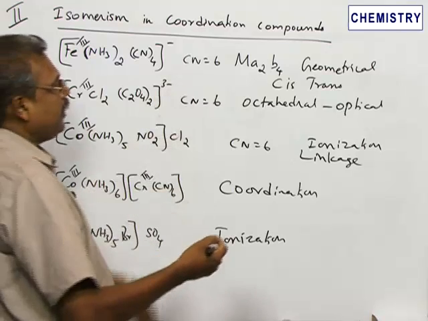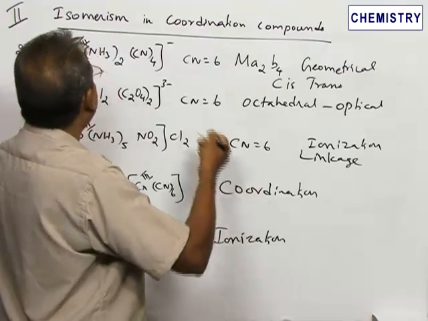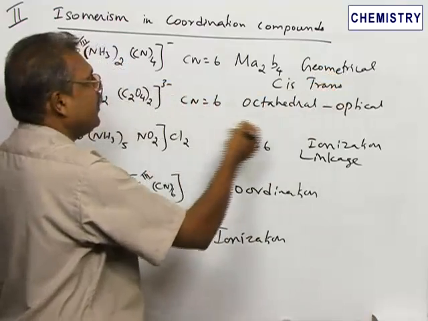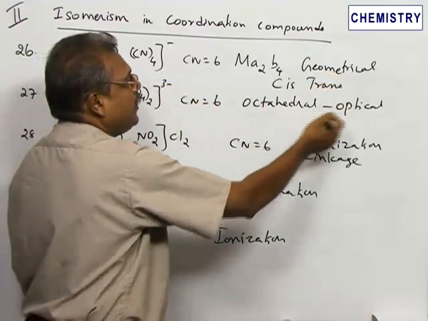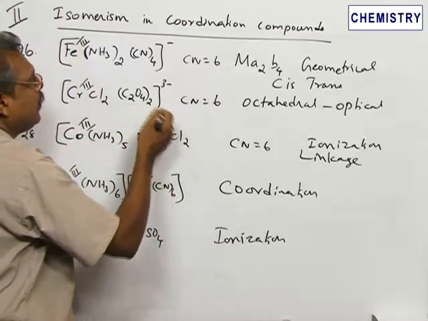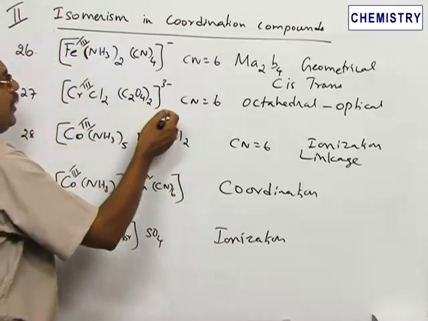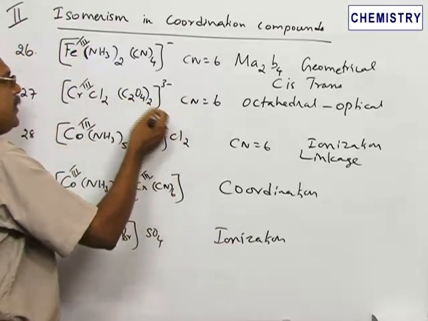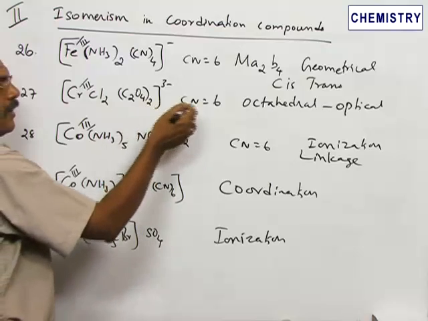And I repeat all the types of isomerism here. In 26, geometrical cis-trans, and 27 octahedral geometry, and optical isomerism is possible because of the bidentate ligand oxalato. So in the picture or in the book, it is given OX; better read it as oxalato, substitute that OX with C2O4, make that correction in the book.